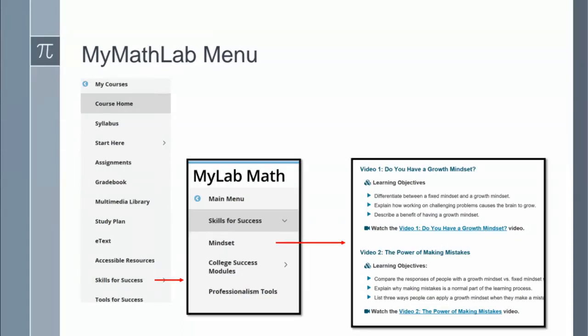All right, so you also have skills for success. These are crucial, and I always emphasize to my students to always look and go over them. So these are some helpful things.